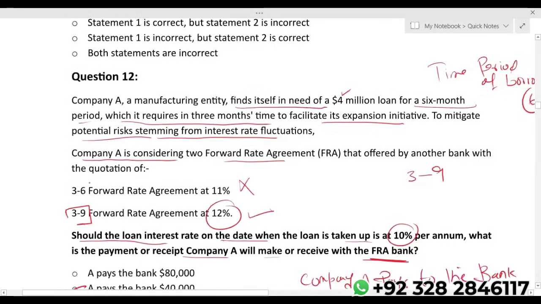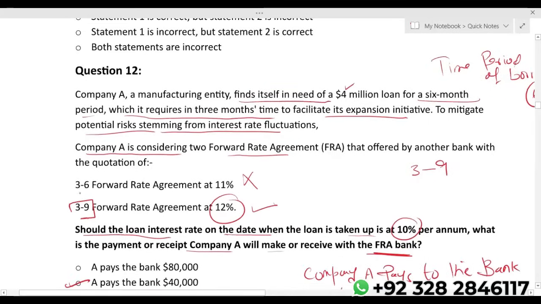Now come here. The difference between 3 to 6 actually represents the time period of borrowing. The difference between 3 and 6 is 3 months. And the first one shows that your time period of borrowing is 3 months. But my time period of borrowing is not 3 months. My time period of borrowing is actually 6 months, and that 6 months is not starting today. It will start after 3 months. So 3 versus 9, that is why we have chosen. I hope it is clear now.